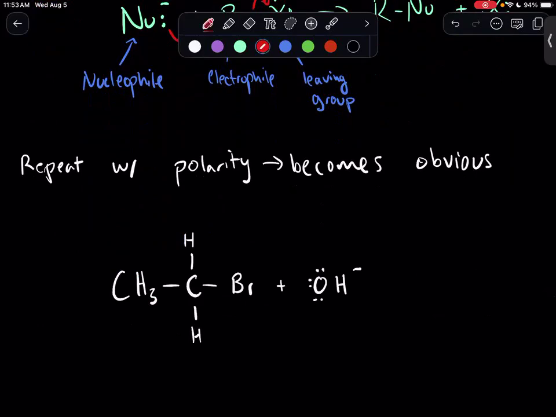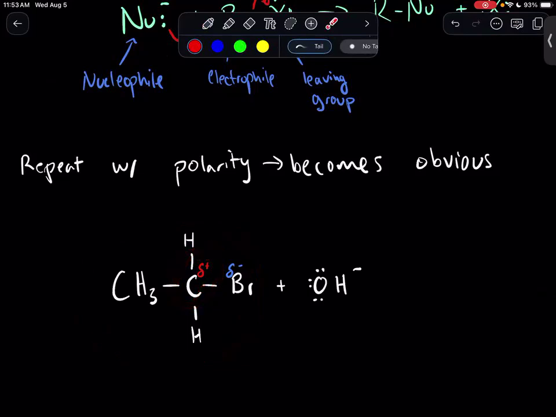And once I throw our polarity in here, we can see between the carbon and the bromine, that's positive and that's negative, or partially positive and partially negative. And if we look at this entire molecule as a whole, that's going to be our greatest difference in electronegativities. Therefore, this carbon right here is our most partially positive section in the whole molecule.